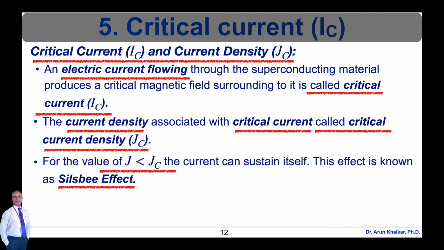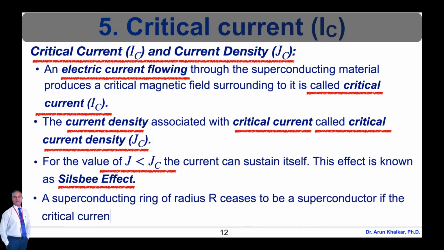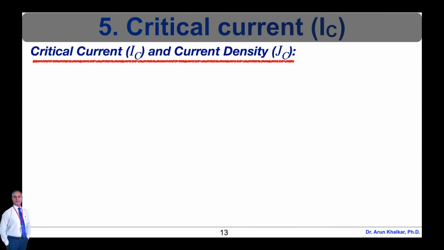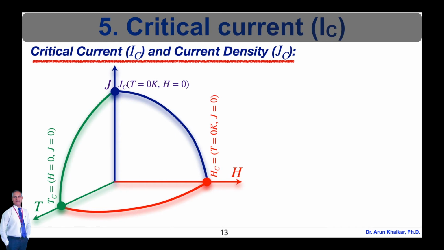This effect was observed in 1916 by Silsbee and is known as Silsbee's effect. A superconducting ring of radius R ceases to be a superconductor if the current exceeds the critical current Ic equal to 2 pi R Hc. If the current in the superconductor is increased beyond the critical current, the associated magnetic field will exceed the critical magnetic field Hc, and the superconductor may destroy its own superconductivity.